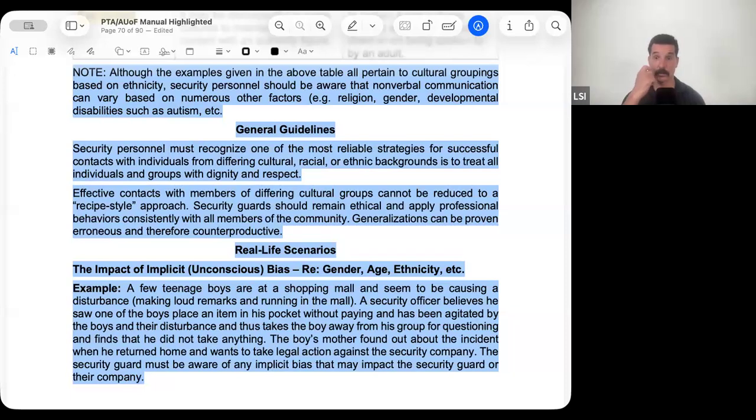The boy's mother found out about the incident when he returned home and wants to take legal action against the security company. The security guard must be aware of any implicit bias that may impact the security guard or their company.